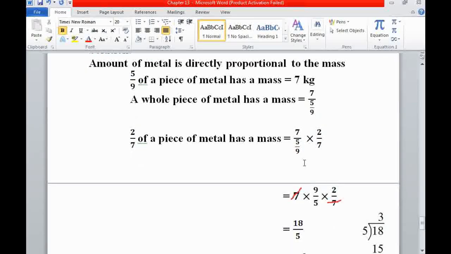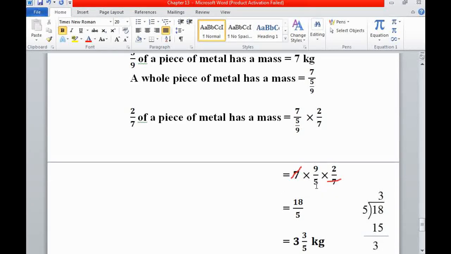Then we know that we will be taking the reciprocal of this fraction 5 upon 9, which is 9 upon 5. So 7 multiplied by the reciprocal of 5 upon 9, which is 9 upon 5, multiplied by 2 upon 7 as it is. We are changing this division into multiplication, then taking the reciprocal of the fraction 5 upon 9, which is 9 upon 5.